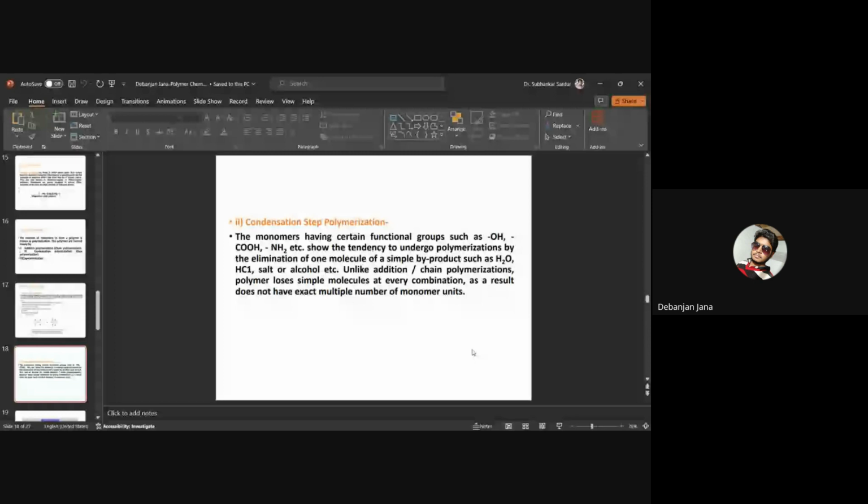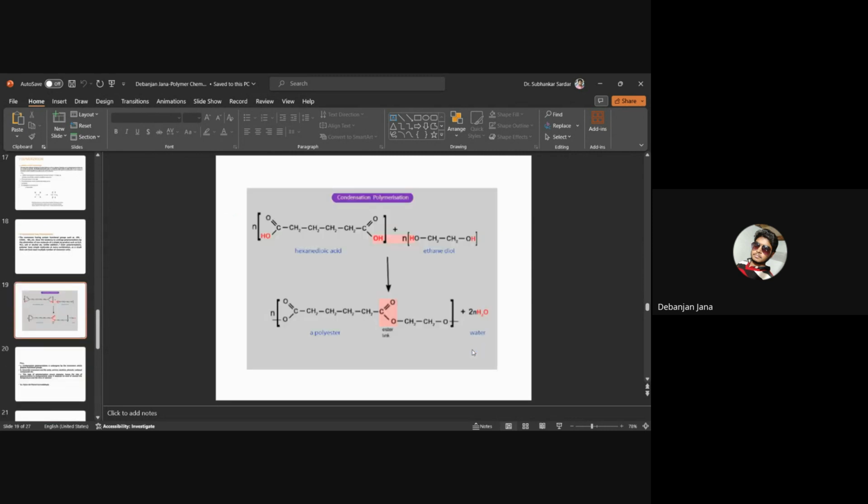Next, condensation, step polymerization. The monomers have certain functional groups such as OH, COOH, NH2, etc. So they tend to undergo polymerization by the elimination of a simple byproduct molecule such as H2O, HCl, salt or alcohol, etc. Unlike addition or chain polymerization, the polymer loses simple molecules at every combination. As a result, it does not have an exact multiple number of monomers. That is condensation polymerization. Hexanedioic acid plus ethanediol, and the product is a polyester and water.